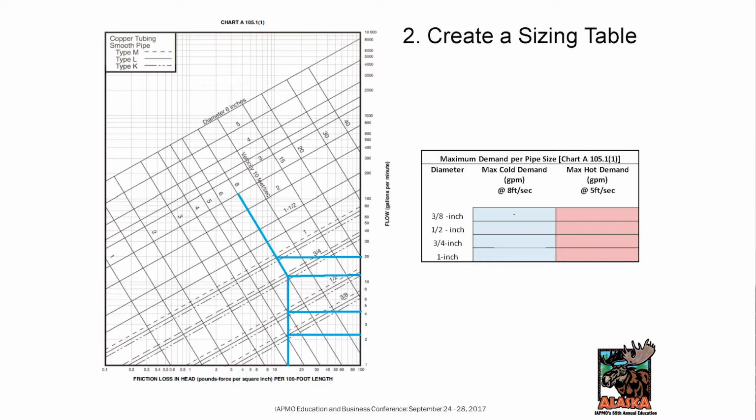So then you go to your chart, and at the bottom row is your friction loss per 100 feet. 15 is what we calculated. And then for the cold water supply, you run a vertical line, and our velocity is limited to 8 feet per second. And then for each pipe size, you run a horizontal line to the right-hand side because that's your flow rate, your maximum flow rate per pipe size per velocity limitation. Again, this is nothing new. This is how we've always done it.